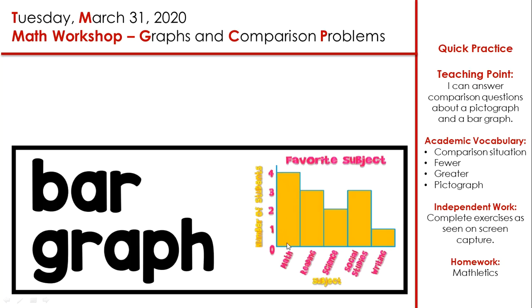As we can see right here, the subject that was voted the most favored among these students is math. Following with reading and social studies that got the same amount at 3. Then we got science at 2. And then we got writing at 1. Basically, using bars, we display the frequency in which each item, in this case subject, is voted.